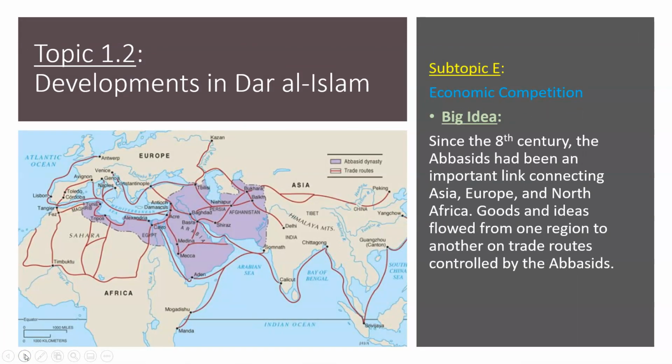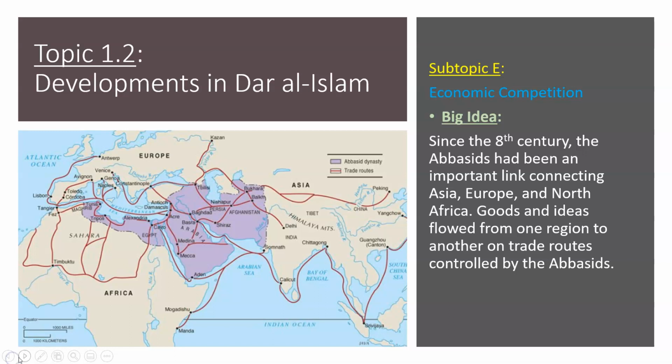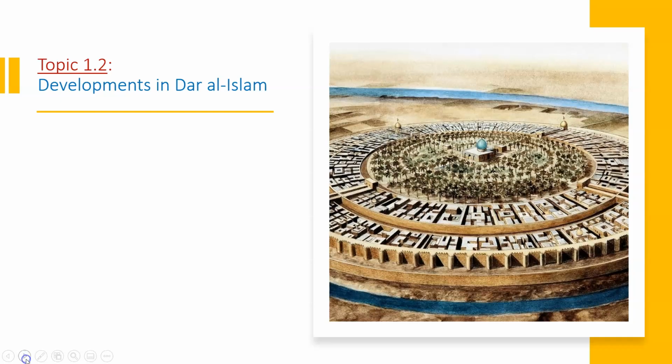Subtopic E, economic competition. Since the 8th century, the Abbasids had been an important link connecting Asia, Europe, and North Africa. Goods and ideas flowed from one region to another on trade routes controlled by the Abbasids. Check out the map. You'll see where the Abbasids rule here in the purple, and you'll see the trade routes. Make sure you know the difference.